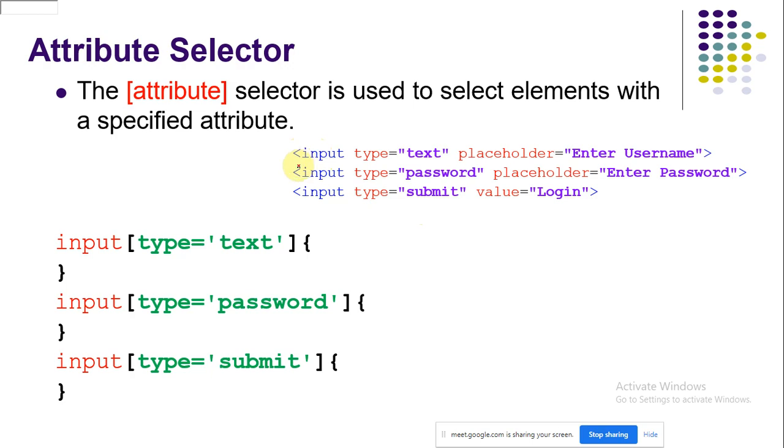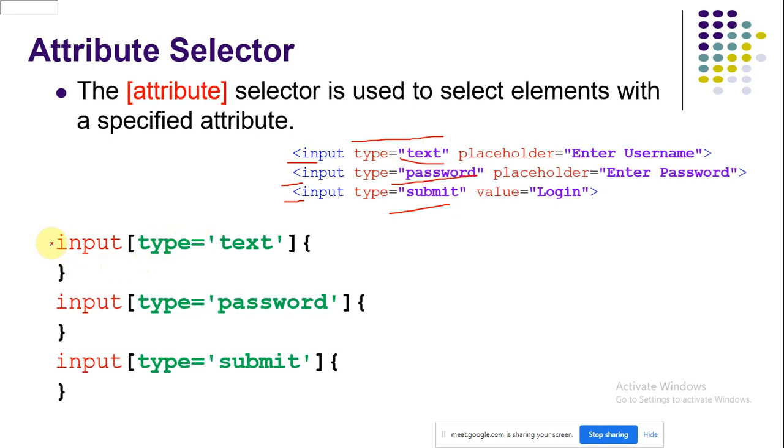If you write CSS style only for the input tag, it will affect all the input elements. So sometimes you want to write a specific style only for this text box, only for this password box, only for the submit button. In that case, how will you select? For that, along with the tag name, we can include the attribute also. This is called an attribute, right? We can include the attribute also.